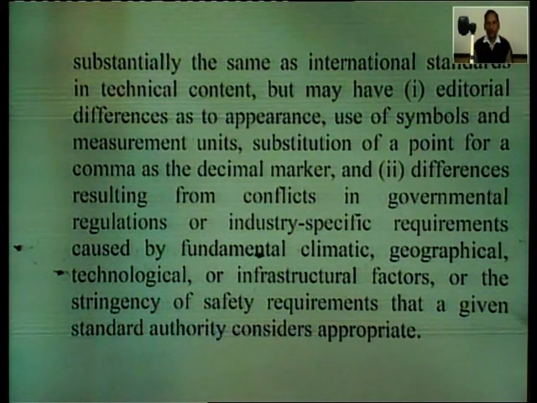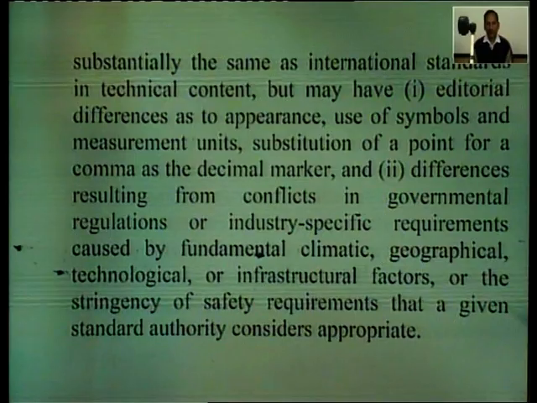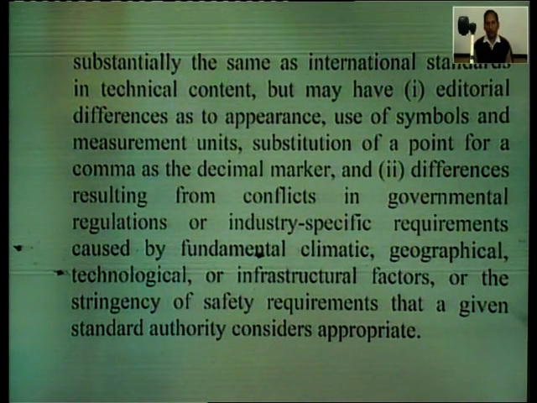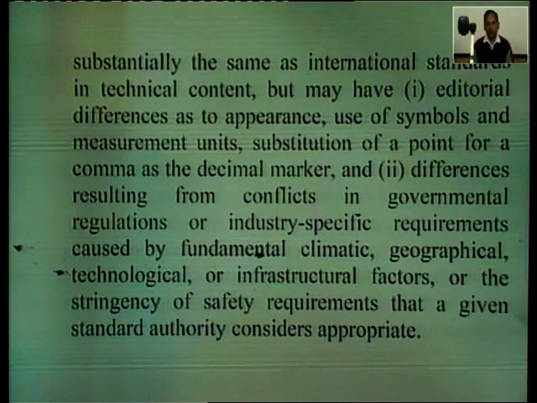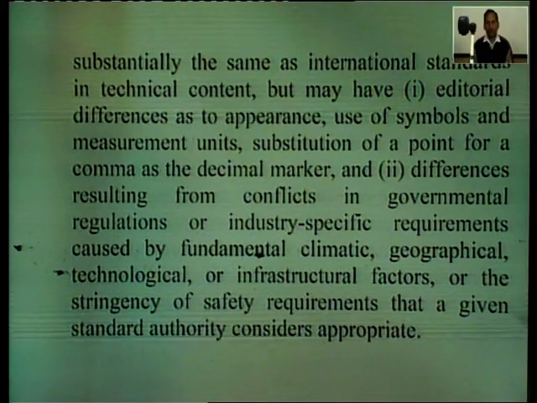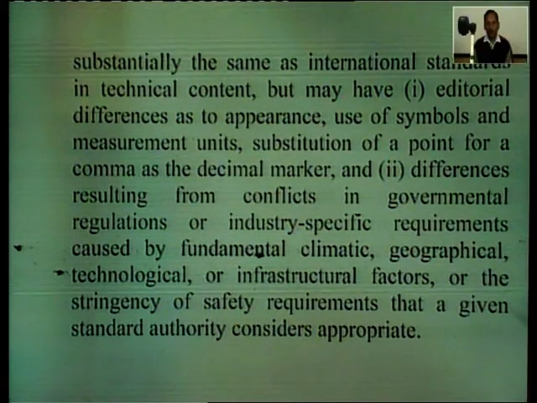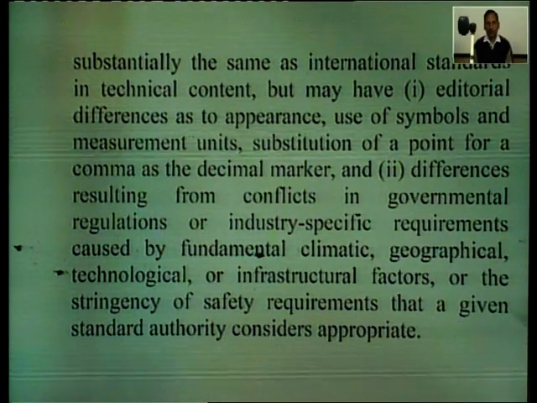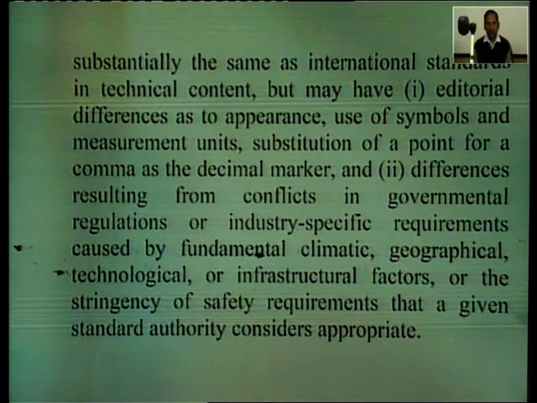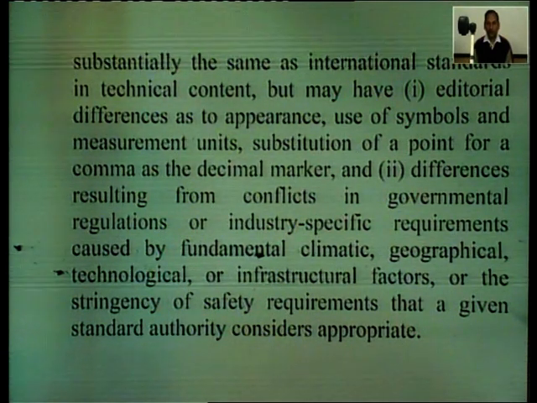substantially the same as international standards in technical content, but may have one, editorial differences as to appreciations, use of symbols and measurement units, substitution of a point for a comma as a decimal marker, and two, differences resulting from conflicts in governmental regulations or industry-specific requirements caused by fundamental climatic, geographical, technological or infrastructural factors, or the stringency of safety requirements that a given standard authority considers appropriate.